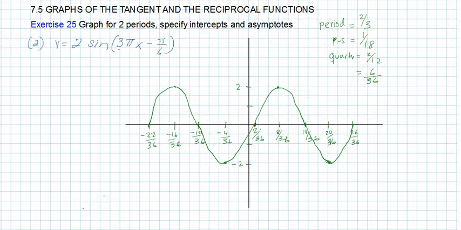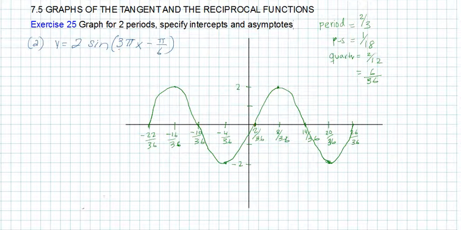Cool. Now they want me to find the intercepts and asymptotes. Well, there are no asymptotes, but we have some intercepts. We have an x-intercept here, an x-intercept here, one here, one here, one here. For y, we only have this one, because the graph only crosses the y-axis one time. Okay, it crosses or touches the x-axis in several places, but the y-axis only gets crossed once.